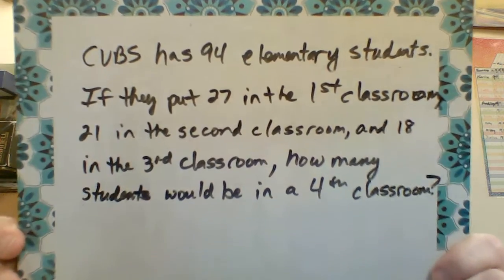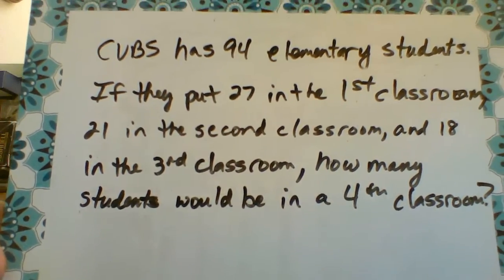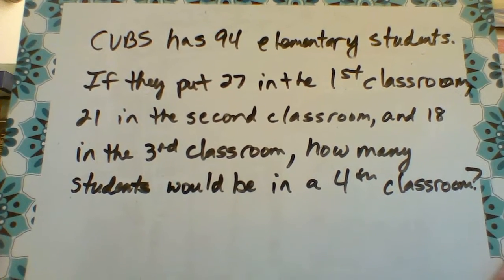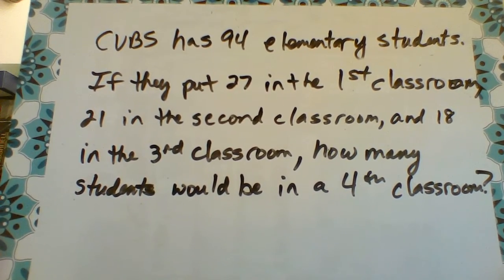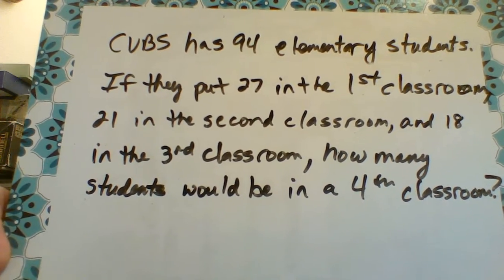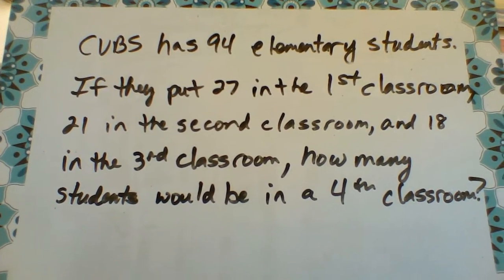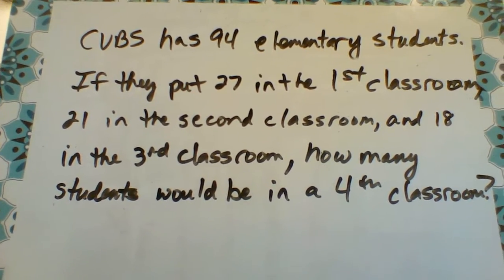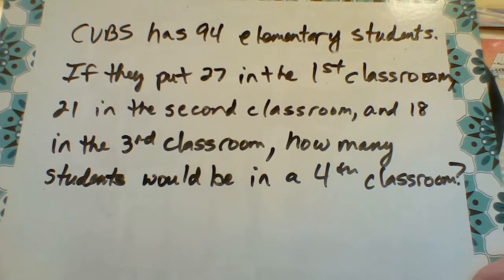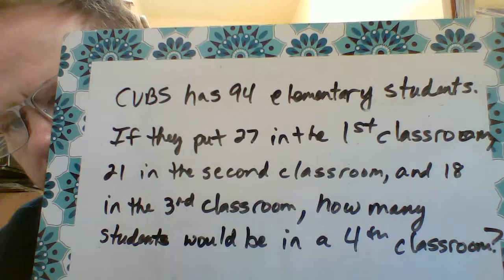Okay, there's your word problem, and so you can read to yourself. It says CVBS has 94 elementary students. If they put 27 in the first classroom, 21 in the second classroom, and 18 in the third classroom, how many students would be in a fourth classroom? All right, so go ahead and figure out your problem, put it on pause, and then I'll turn it off, and then I will show you the answer.